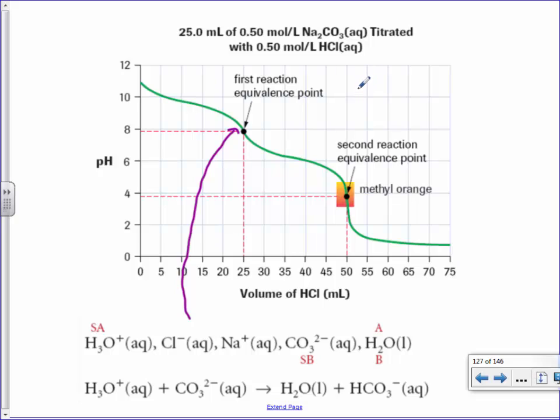Here's an example of a titration of Na2CO3 and HCl. Let's talk about this one for a sec here. What is HCl? It's an acid, right? Hopefully you recognize that. Further than that, though, HCl is a strong acid.